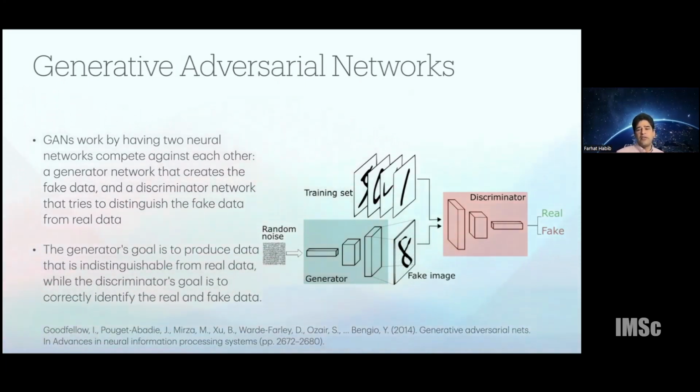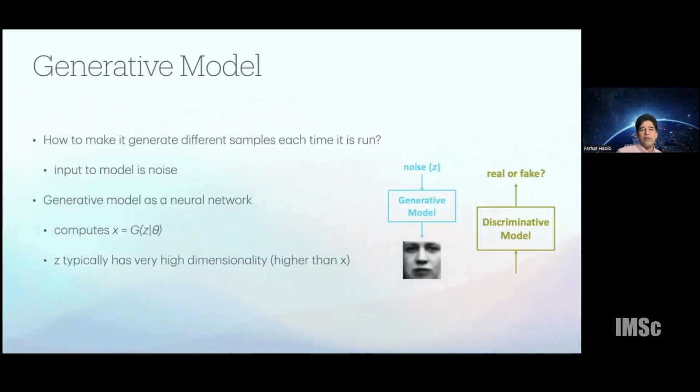So this is the essential process of a generative adversarial network. The generator's goal here is to produce data that is indistinguishable from real data. Okay, so how does it work? For the generative model, the input to the model is noise. Essentially, you input some sample noise to the model, and the model converts that noise into some kind of data set.